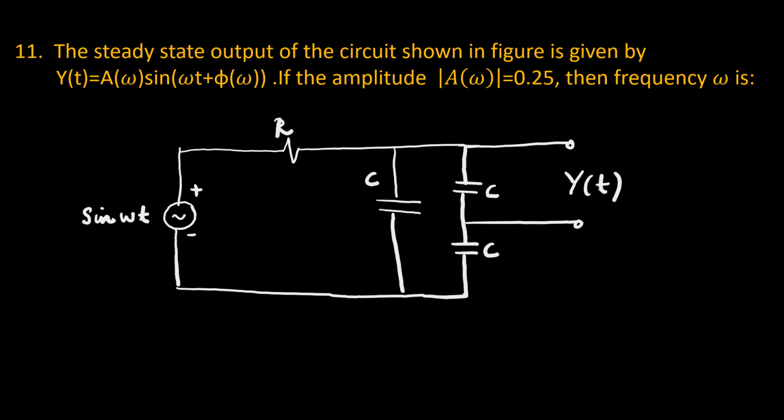The steady state output of the circuit shown in figure is given by y of t equal to A of omega sin omega t plus phi. If the amplitude A of omega equal to 0.25, then the frequency omega is.